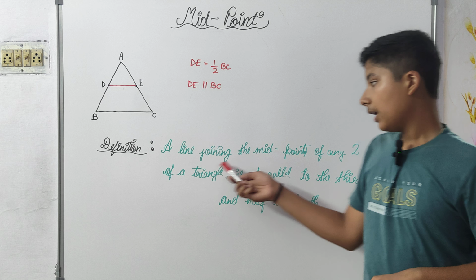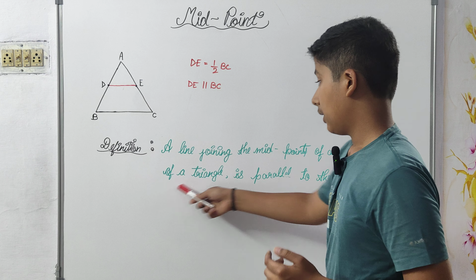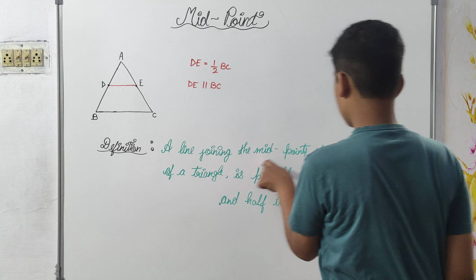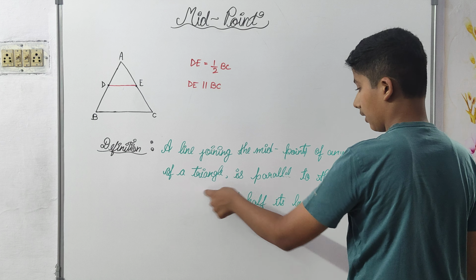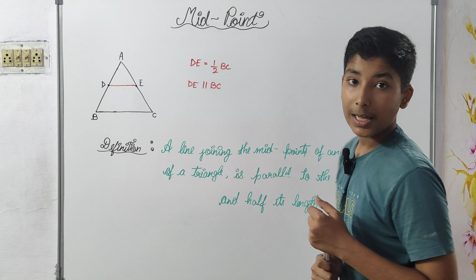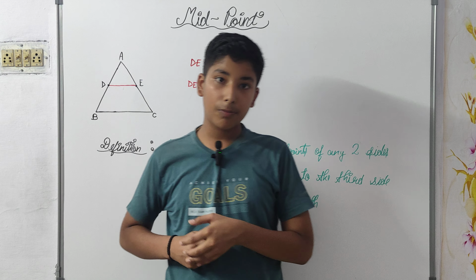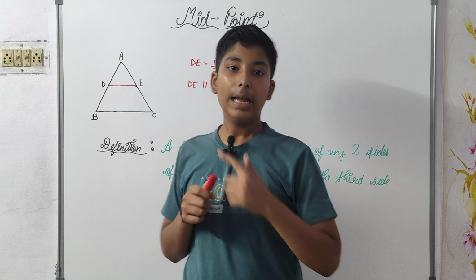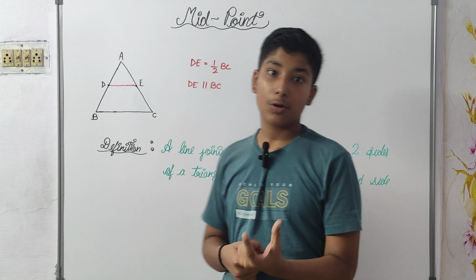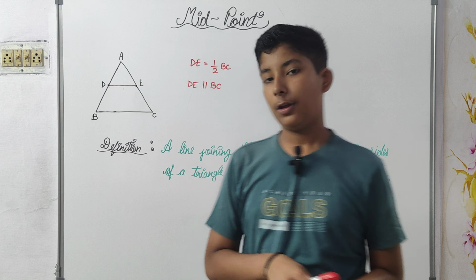Again, a line joining the midpoints of any two sides of a triangle, any means any, is parallel to the third side and half of it. Once more, a line joining the midpoints of any two sides of a triangle is parallel to the third side and half of its length. Now we will come to our next theorem, which is its opposite, the converse of the midpoint theorem.